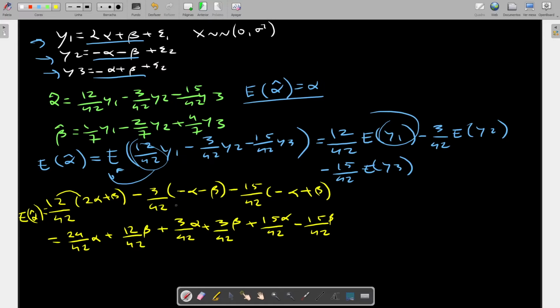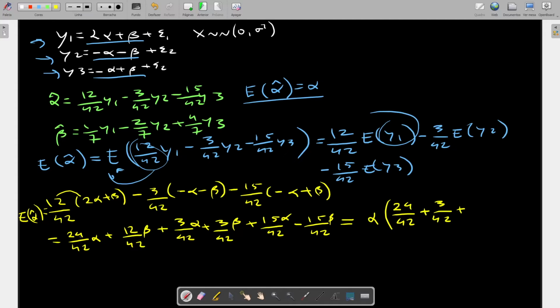So let's start with the alphas first. Notice that we keep going with the same thing like I was explaining before. So get all the alphas and get all the values inside. So 24 divided by 42. What's the other one we have? We have 3 divided by 42. And then we have 15.